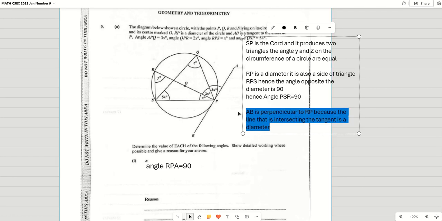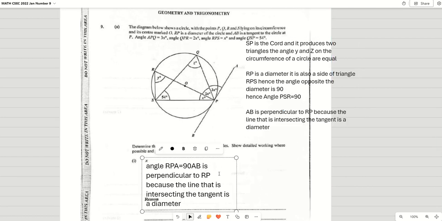Now they said determine the value of each of the following angles, showing detailed working where possible and give reasons for each of your answers. They want angle X. Now, we don't know anything here, but we have 2x and 3x. What do we know about 2x and 3x? That's RPA. Let's write this down: angle RPA is equal to 90 degrees. Why? Because of this reasoning right here.